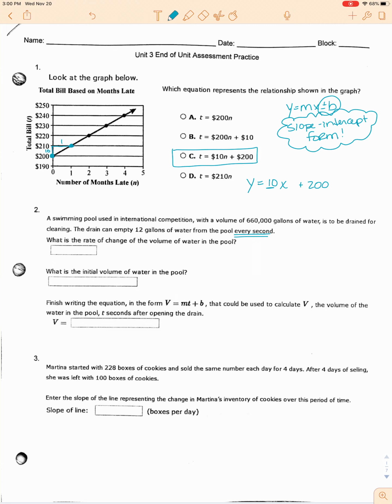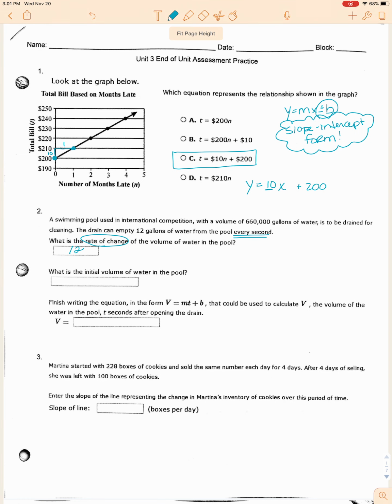So when I hear every second or per second or each second, the first thing that should come to mind is rate of change. So your rate of change, your slope, is normally your per or your each. So in this case it is 12 gallons, but we're draining that 12 gallons. So since we're draining the 12 gallons, it would be going down. Therefore, our slope would be negative. What is the initial volume of water in the pool, which is given to us up in the word problem here? And that would be 660,000.